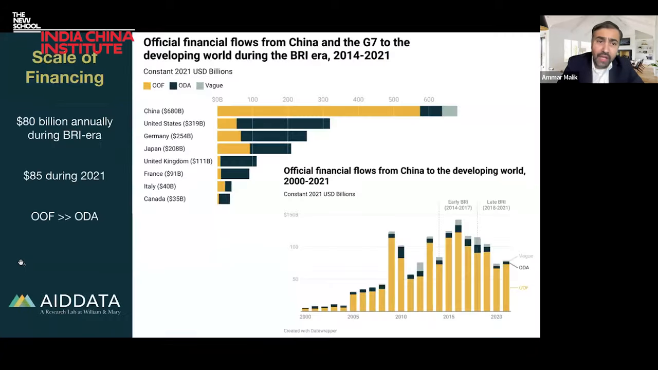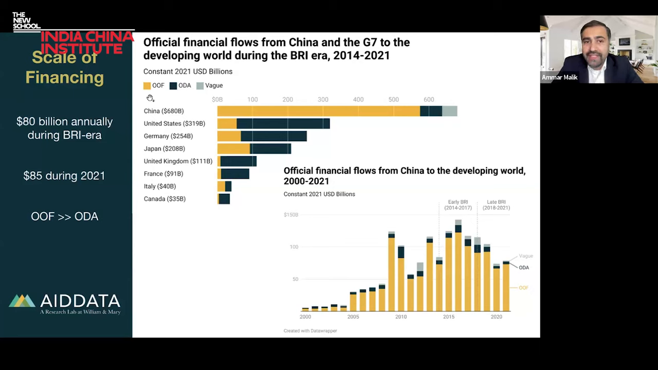Now, one of the questions that has gotten a lot of attention in the media is whether China is still the single largest provider of development finance, both aid and credit, to the developing world. And it's very important for us to understand the definitions here. So you will see that I am talking about OOF and ODA. Let me explain what these are.